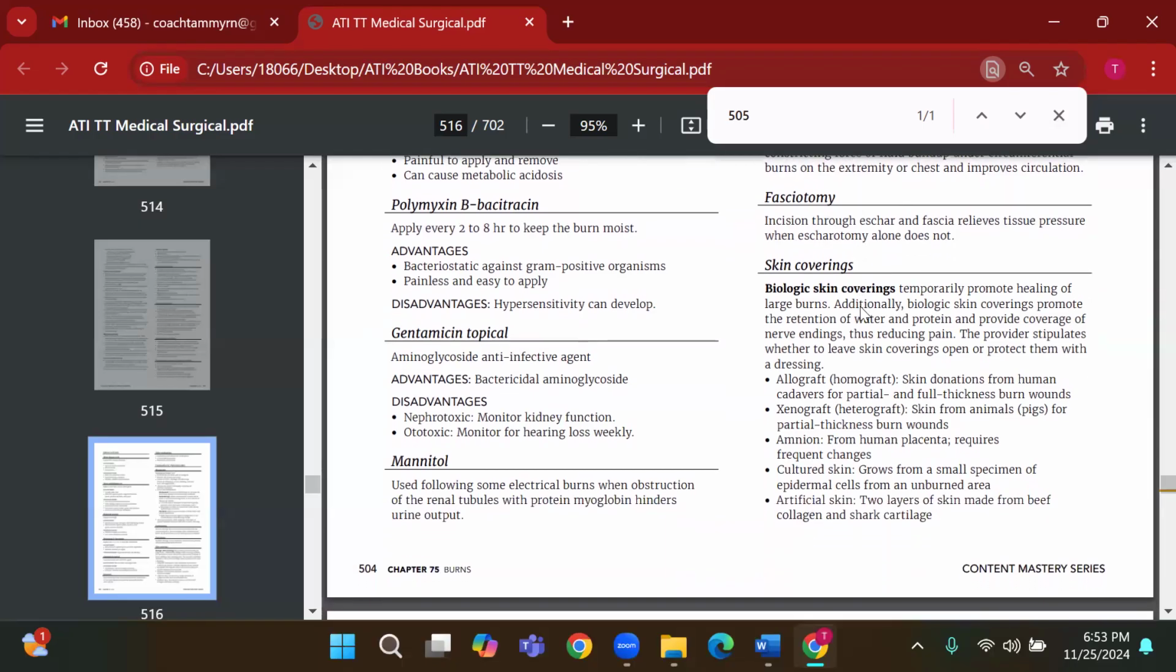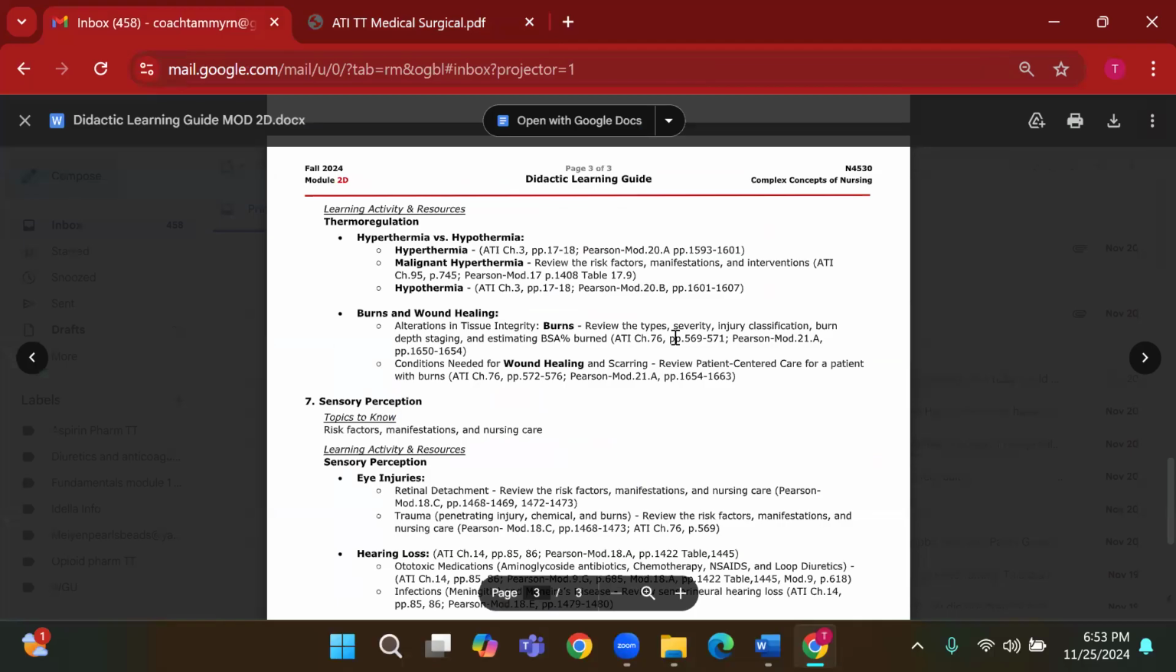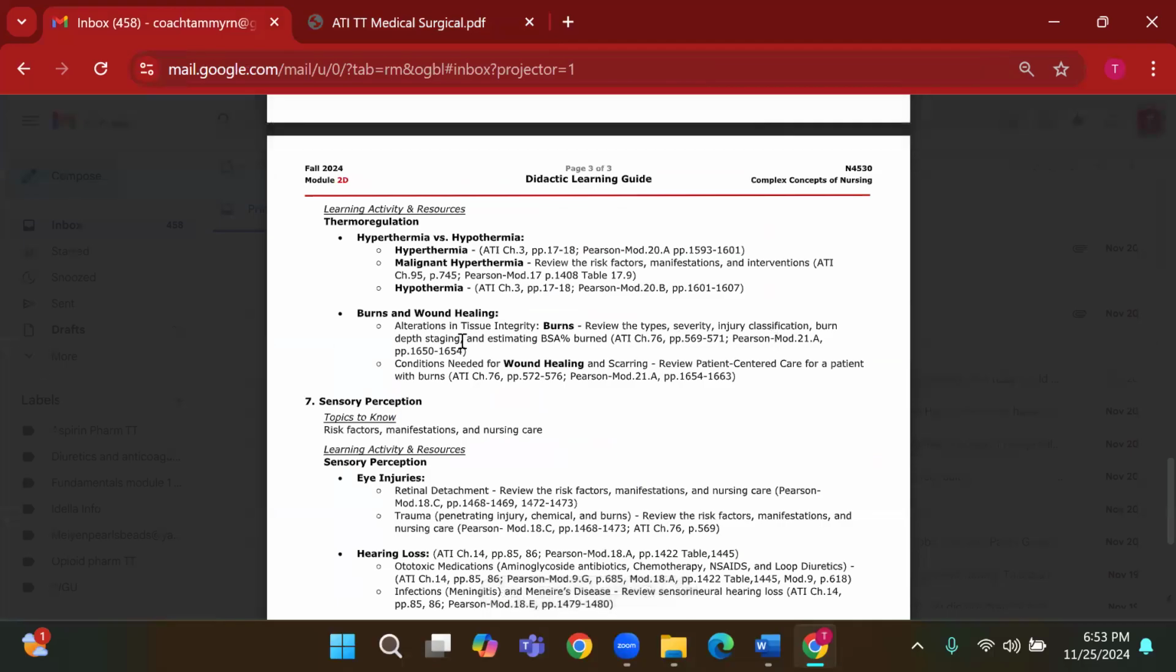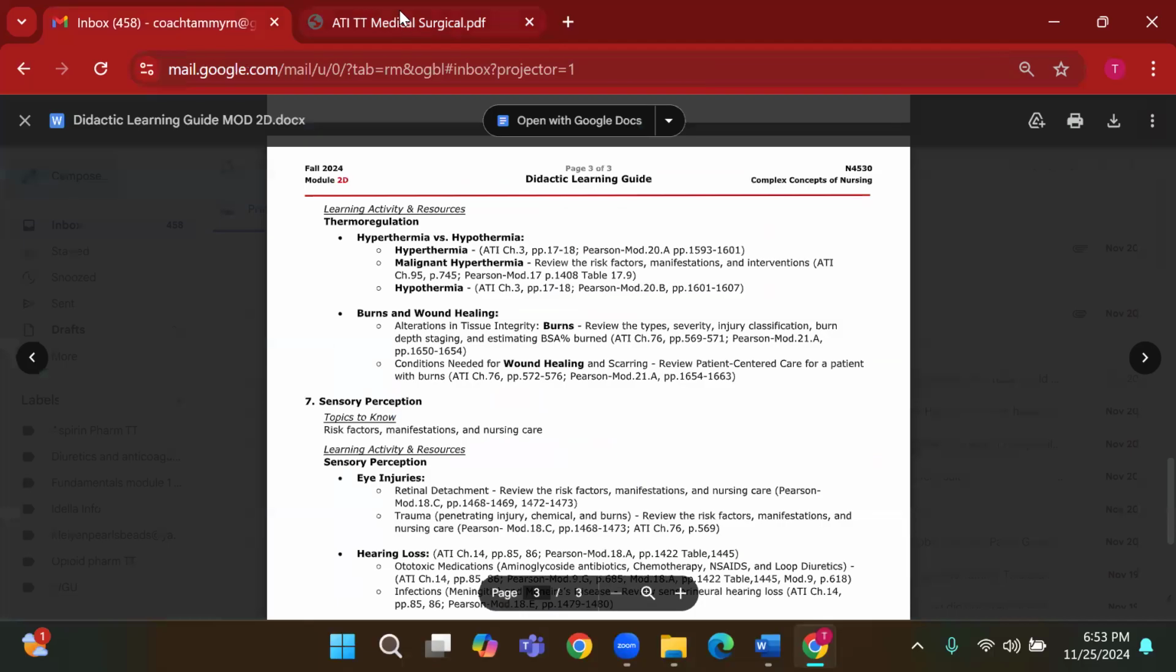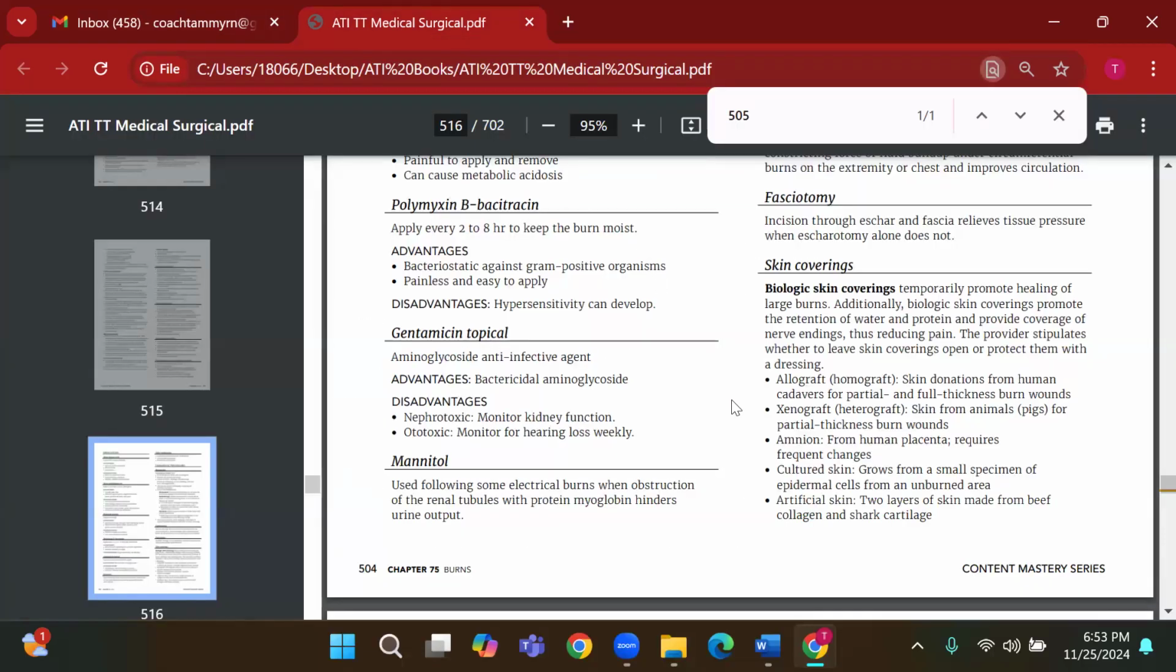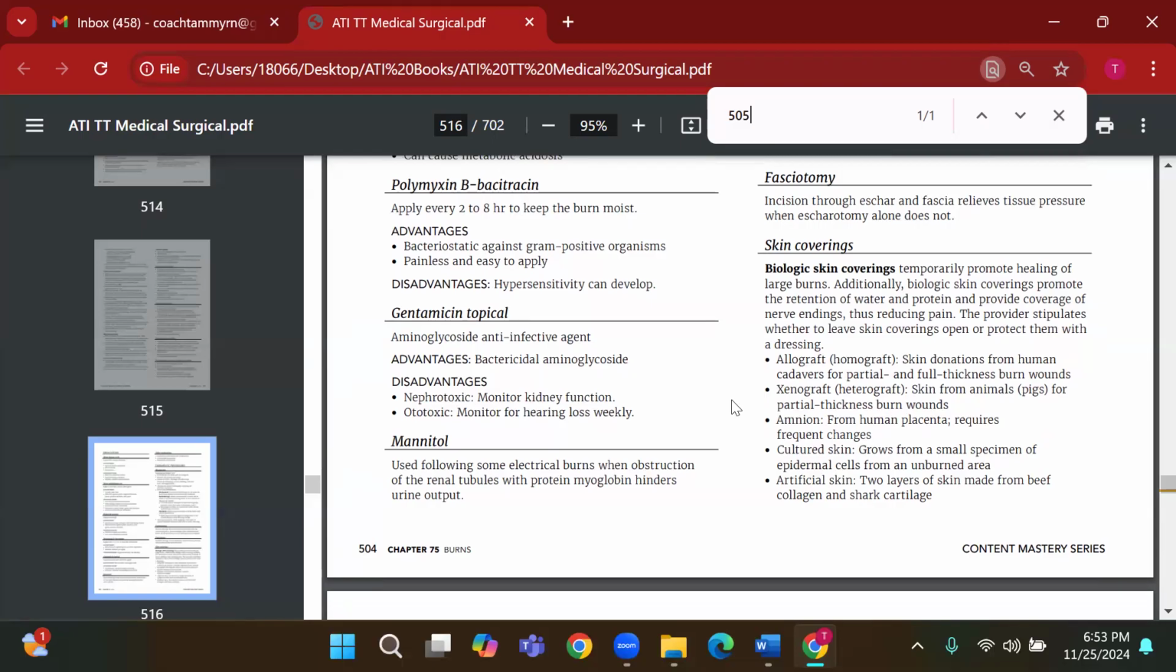And then there are going to be different kinds of skin coverings that we can put on the patient. And in times past, I have seen these as test questions. Although on your didactic, let me see what it says. Review type, severity, injury classification, burn depth, staging. We kind of did this. See, and this is conditions needed for wound healing and scarring with burns. So this may show up: what can promote healing of a large burn, right? Well, skin coverings promote retention of water and protein and provide coverage of nerve endings and reduce pain.